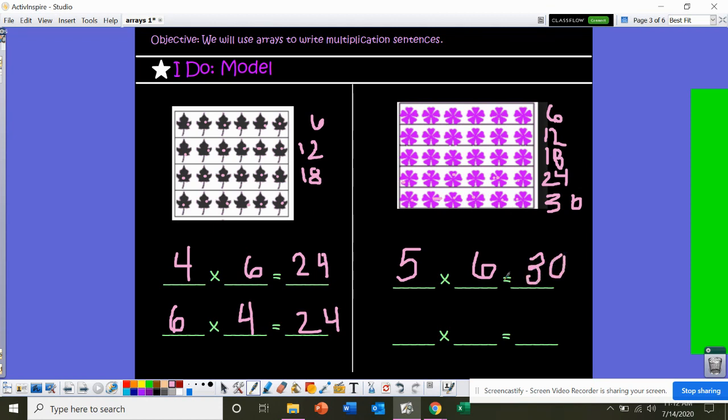Now the commutative property says that we can flip the two factors and still get the same product. So I'm going to flip the 5 and the 6. It's just like flipping the array on its side, and it's still going to be 30. So now you know 2 facts, and you only had to do 1 problem.